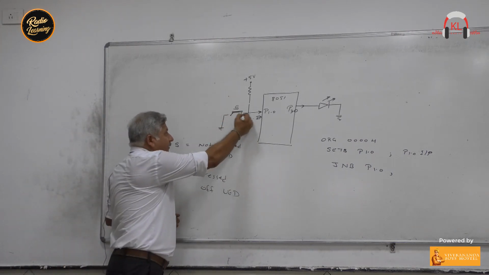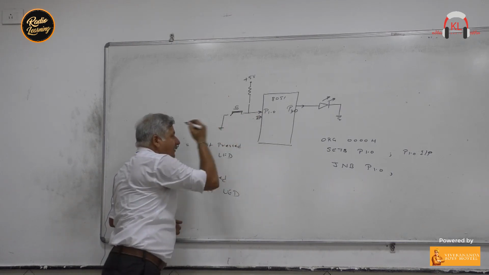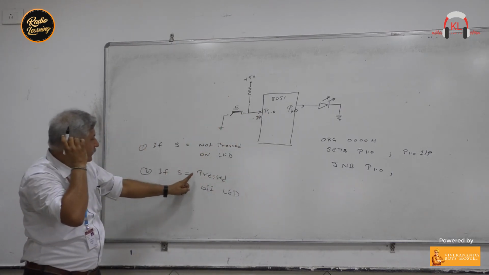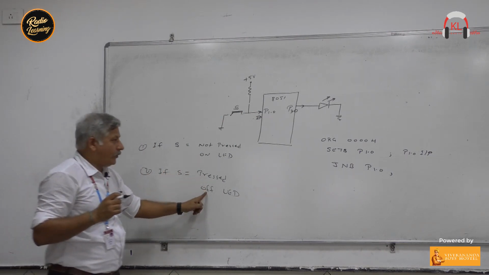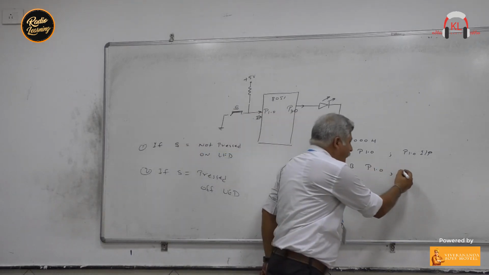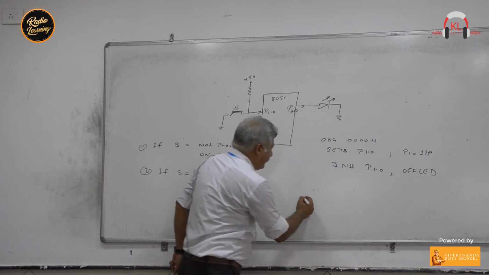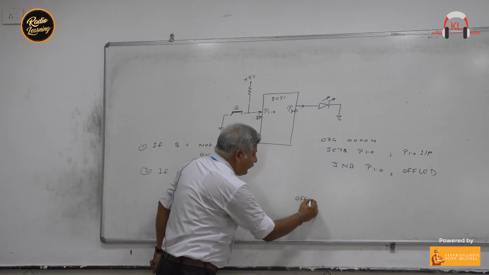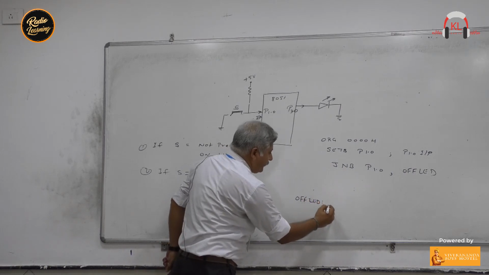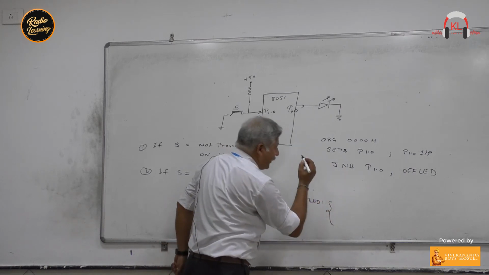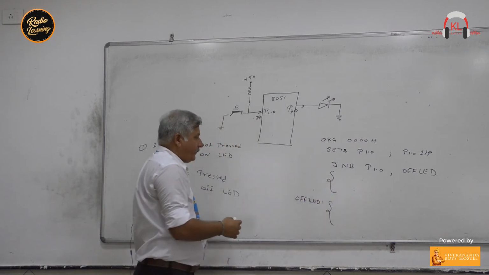When we press the switch at that time, you will get this 0 ground value at this. So when we press the switch, this condition, number 2, if S is pressed, off LED. So I will set the program at location of LED. This is off LED, right? So here I will write the instruction to off my LED, and here now I will write the instruction to on my LED, right?